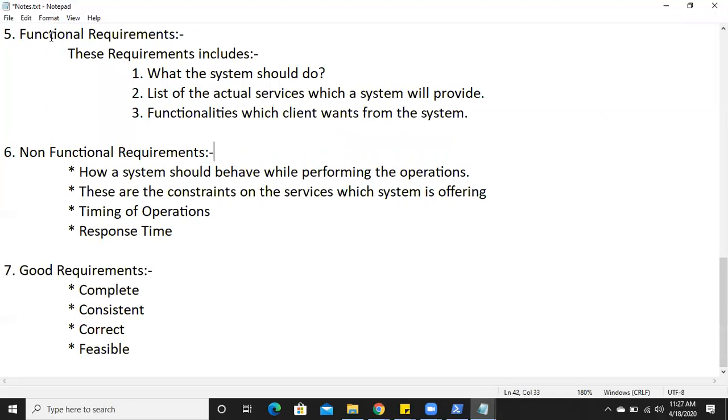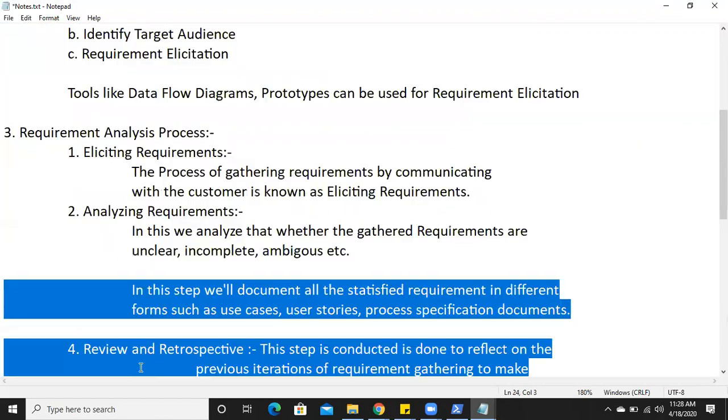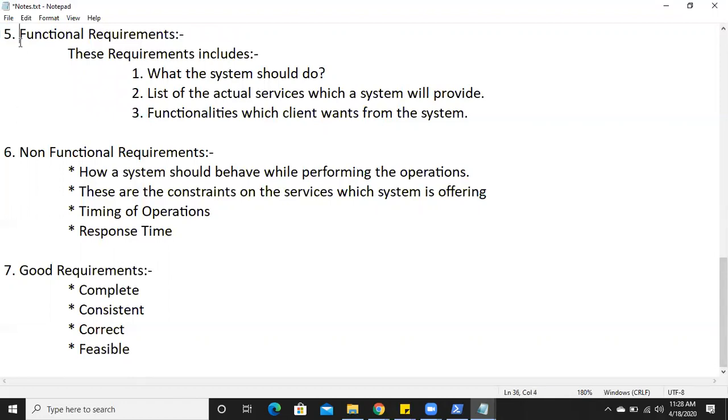As I mentioned, we have classified our requirements into three types: functional requirements, non-functional requirements, and good requirements. So what are the functional requirements? These requirements include those functions, or you can say those modules, which are requested by the user from the system.